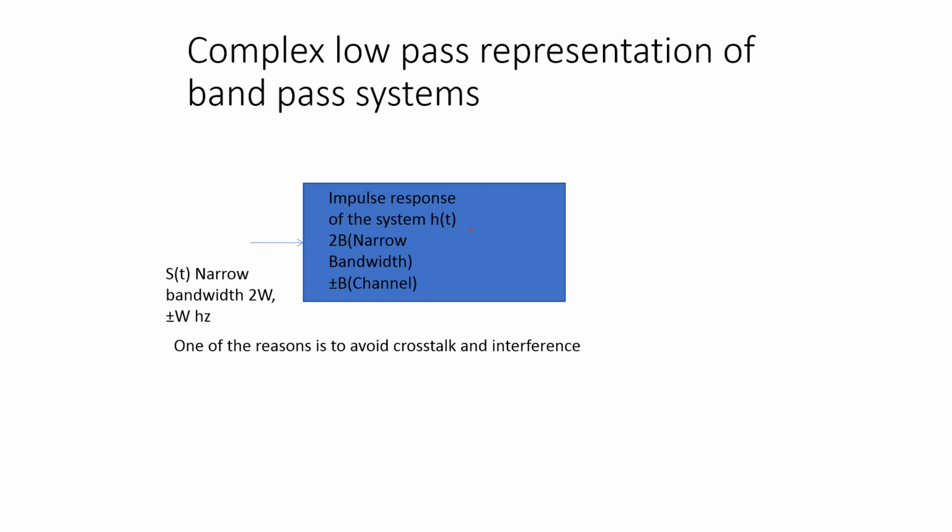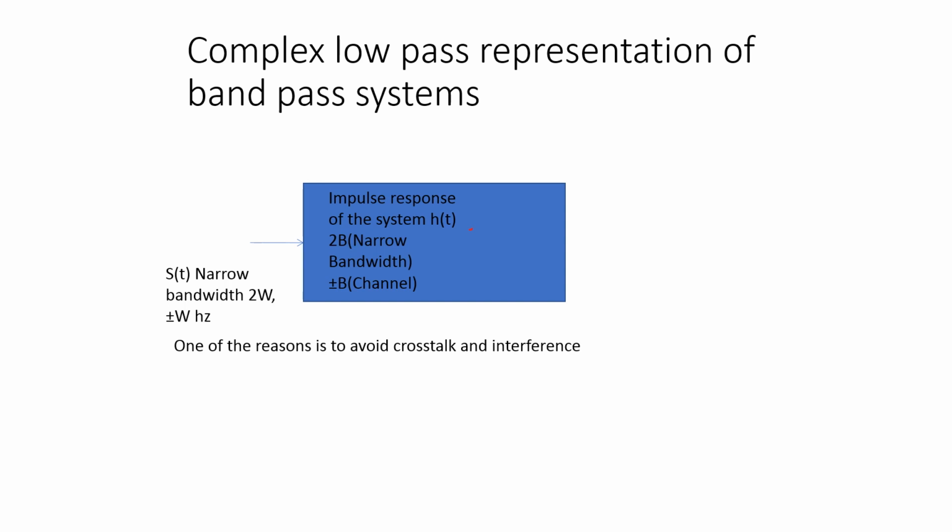which is also a narrow bandwidth signal, having a signal bandwidth of 2W, that is plus or minus W hertz. One reason we go for modulation is to avoid the crosstalk and interference of the signal. So for that reason we convert the low frequency signal into a high frequency signal, that is the band pass signal.